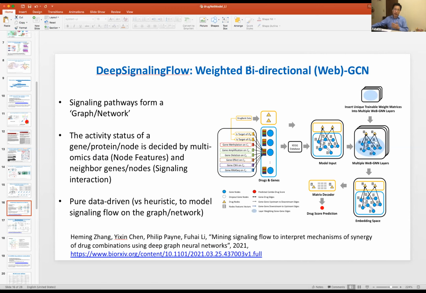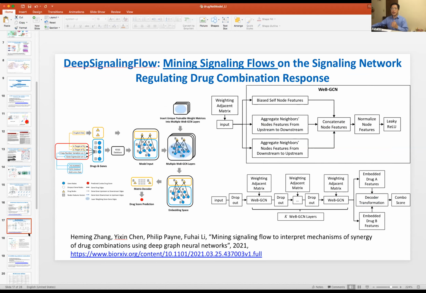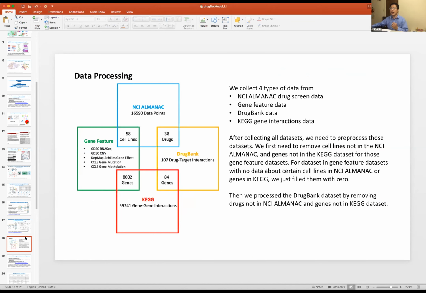And why bidirectional? There are two reasons. When you inhibit a target, there are two parts. One is upstream, where signaling transduces to the drug targets, and the other is downstream, from the drug targets onward. So we call it bidirectional. We build two network models, one upstream and the other downstream, and integrate multi-omics data. And this is the basic structure. We can go to the results part.